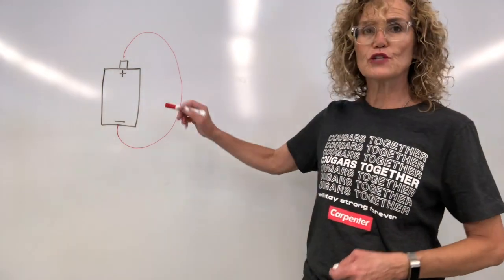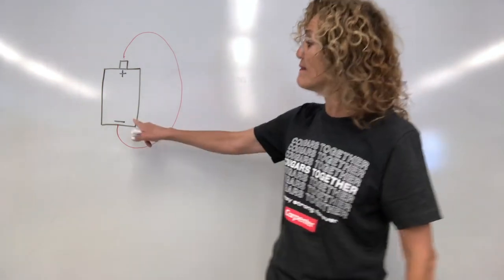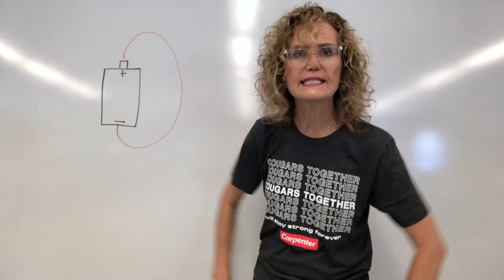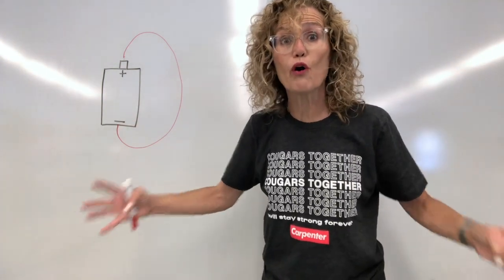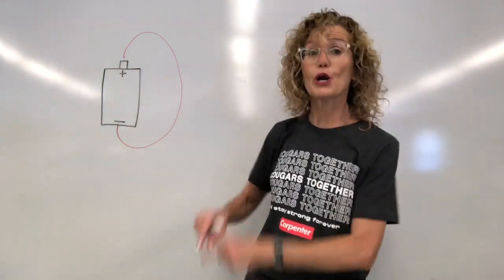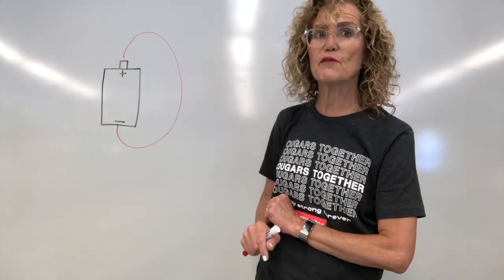So the electrons, remember, electrons have a negative charge, and they are in the negative end of the battery. They want to get away from that negative end of the battery. They don't like to be with all that negative energy. So what do they do? They are repelled out of the negative end of the battery.